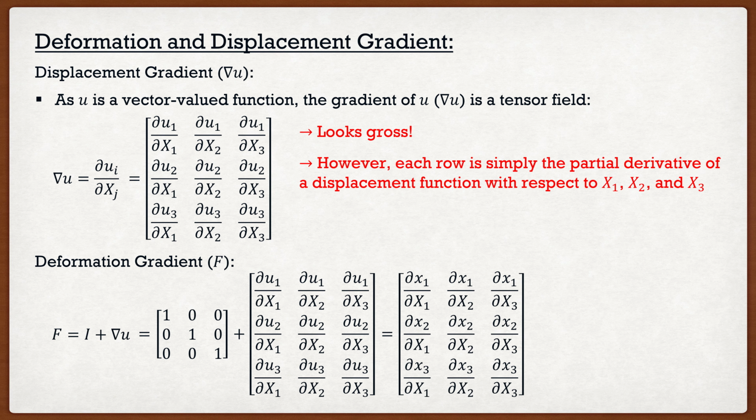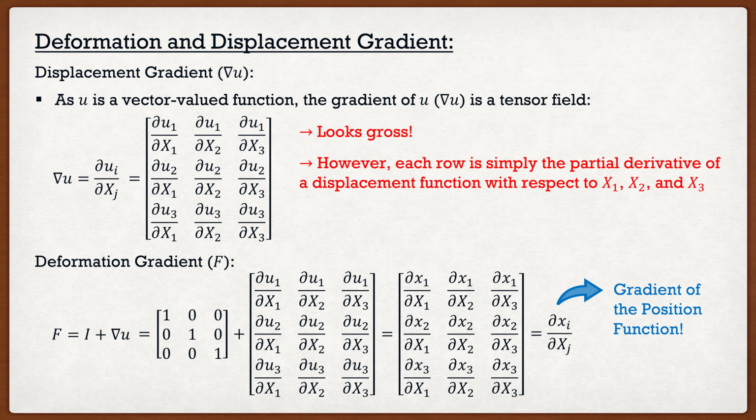So if we look at this, the formulation for this deformation gradient is exactly the same as the displacement gradient, but instead of taking the partial derivatives of the displacement functions u, we're taking the partial derivatives of the position functions small x. So therefore, this deformation gradient is simply the partial derivative of small xi with respect to big Xj. So again, the displacement gradient nabla u is the gradient of the displacement functions. The deformation gradient F is the gradient of the position functions.